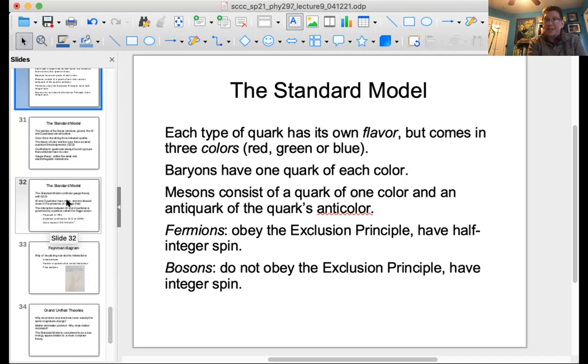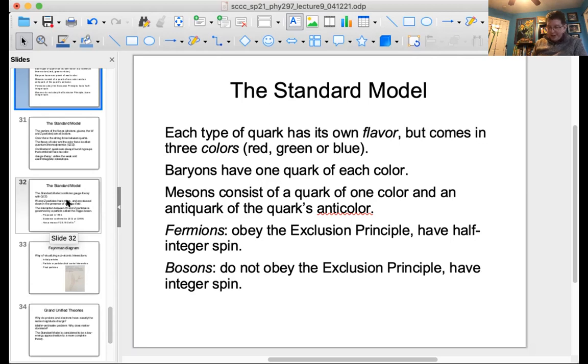Each type of quark has its own flavor, but comes in 3 colors: red, green, or blue. So baryons have one quark of each color. And mesons consist of a quark of one color and an antiquark of the quark's anticolor. The fermions obey the exclusion principle and have half-integer spin. And the bosons do not obey the exclusion principle and have integer spin.